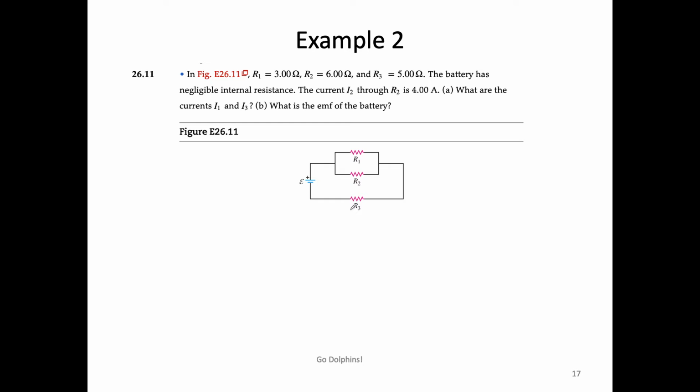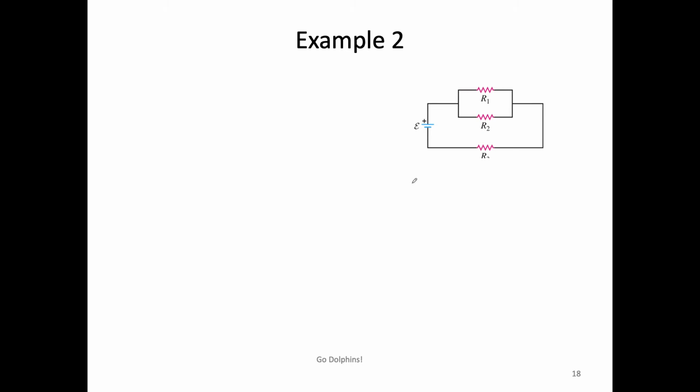Okay, example 2. You have R1, R2, and R3. We know the resistances, and now we know it has an ideal EMF. The ideal battery has epsilon, which we don't know, but we do know the current going through R2, called I2, is 4 amperes. So we know R1, R2, R3 and I2. We want to find out I1, I3, and the epsilon of the battery.